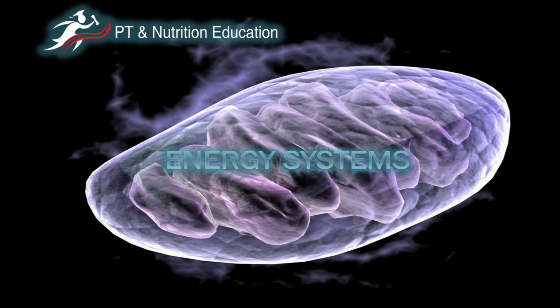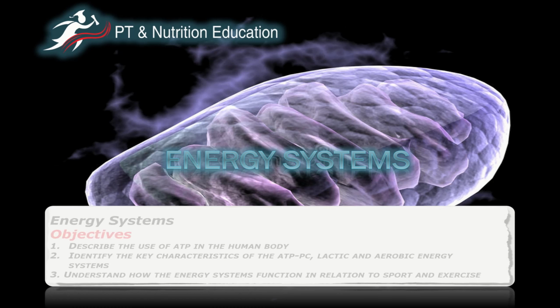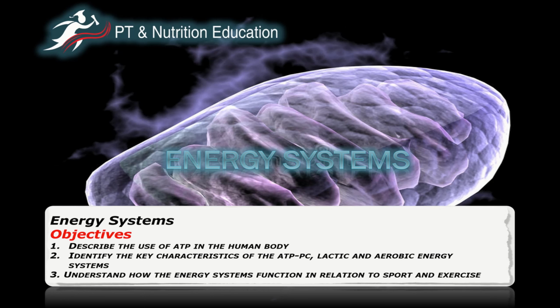Today we'll be continuing our preparation for the examination in anatomy and physiology, and as you can see, the topic in question will be related to the energy systems. So today the objectives that we'll cover are describing the use of ATP in the human body. ATP stands for adenosine triphosphate, but we'll talk more about that in the upcoming slides.